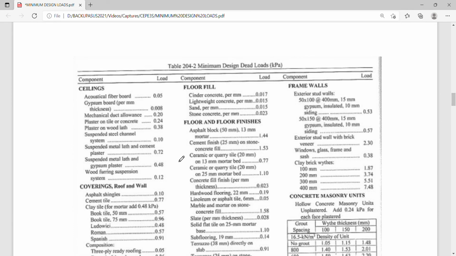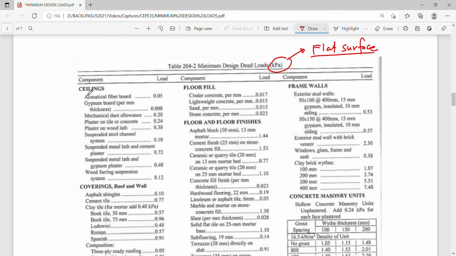Okay, for table 204-2, the unit used for this minimum design load is kilopascal, which simply implies that we can use this whenever a flat surface, no, a flat geometry or surface is considered on the application of your dead load.